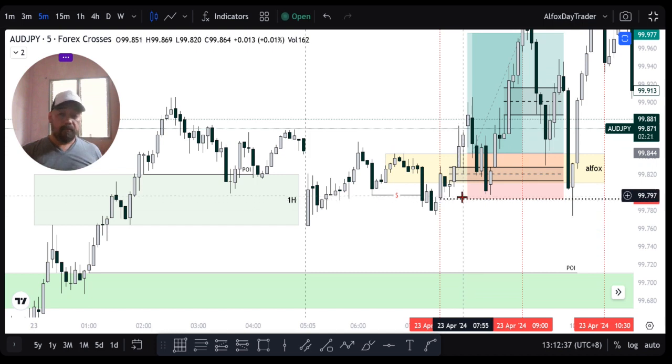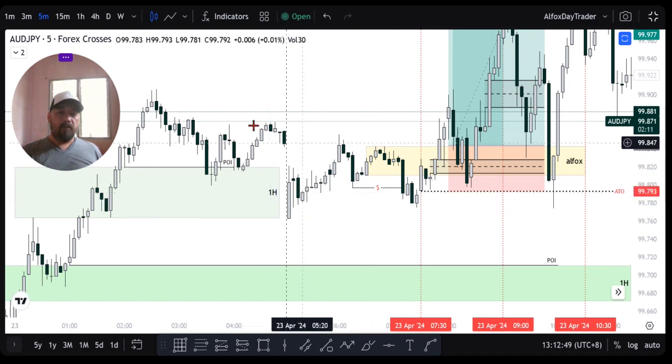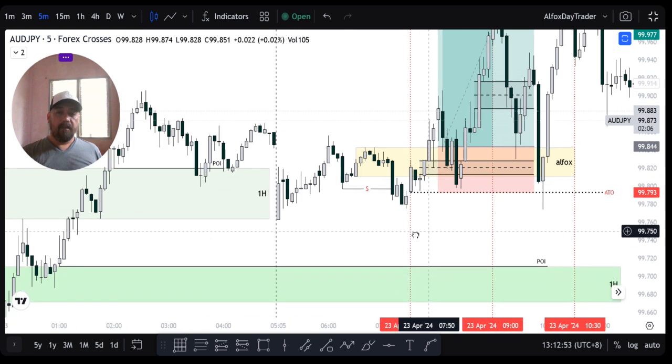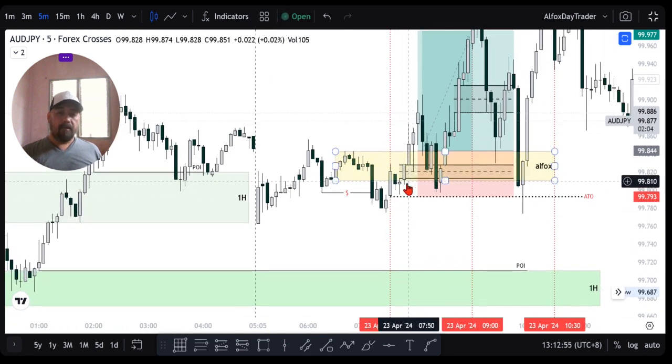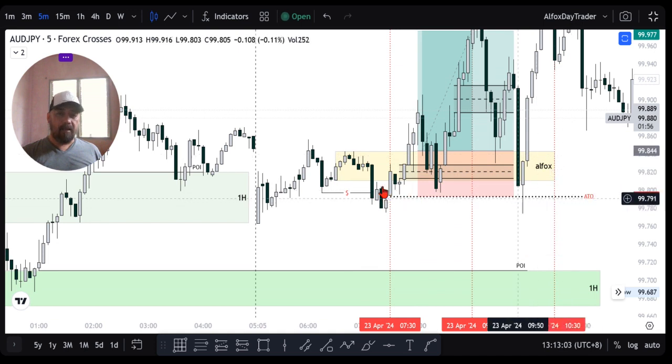So now we have our breaker block formed here. We have our lower time frame stop hunt. We have our higher time frame mitigation of this FVG. At the same time, at around 7:50, price displaced through this breaker block, the yellow box.